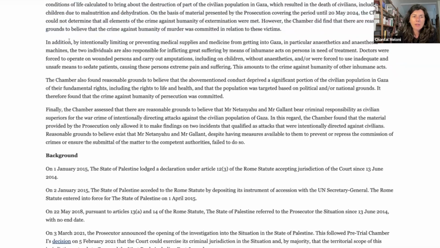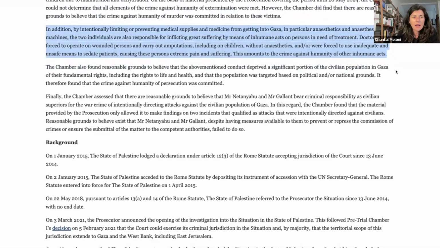And then there is one other very relevant part, I believe, for what's happening at the moment, that is, in addition, by intentionally limiting or preventing medical supplies and medicine from getting into Gaza, in particular anesthetics and anesthesia machines, the two individuals are also responsible for inflicting great suffering by means of inhuman acts on persons in need of treatment.